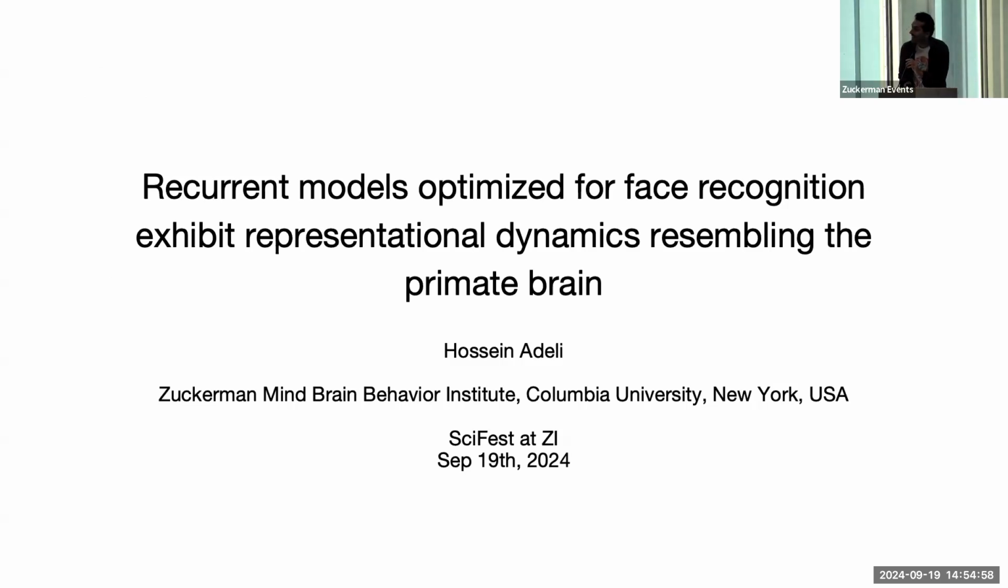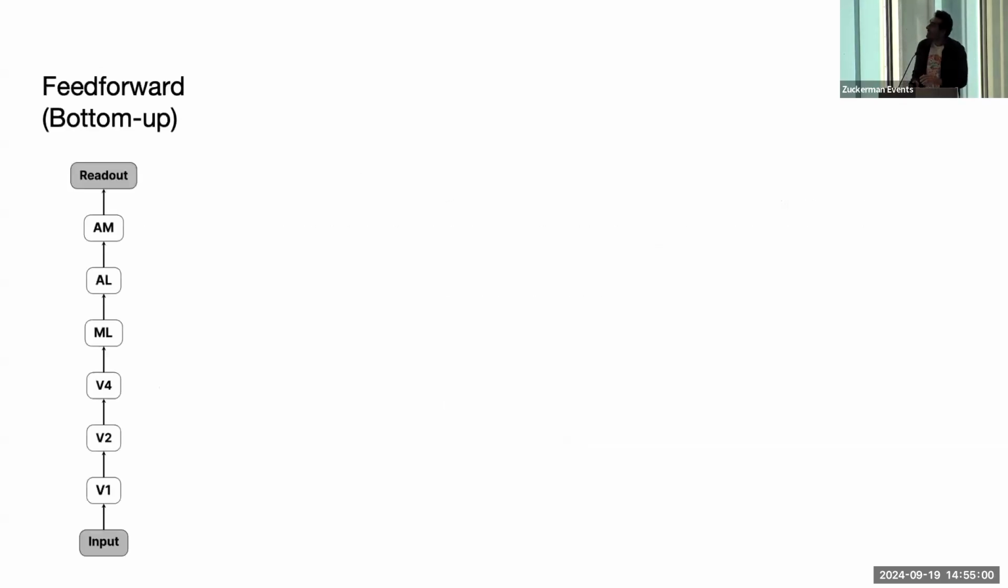All right, thank you. So this is a feed-forward or a bottom-up network. In a network like this, you have an input. The input goes through multiple stages of processing. And then at the end, you could read out that representation for different purposes. It could be recognition, it could be segmentation, it could be any task that you're interested in.